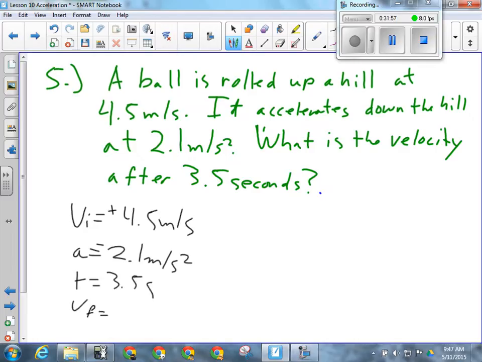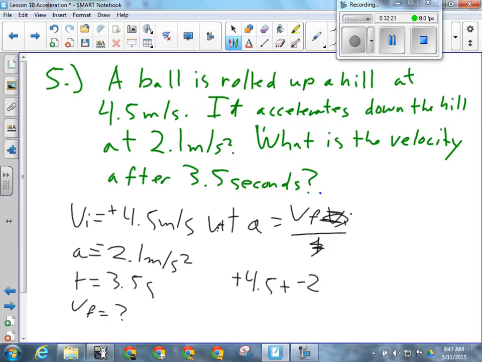We're looking for VF, so it's not a hard manipulation. A equals VF minus VI over T. We multiply both sides by T, we add VI to both sides, and we've got VF. So here's what we've got to do then: positive 4.5 plus negative 2.1 times 3.5.